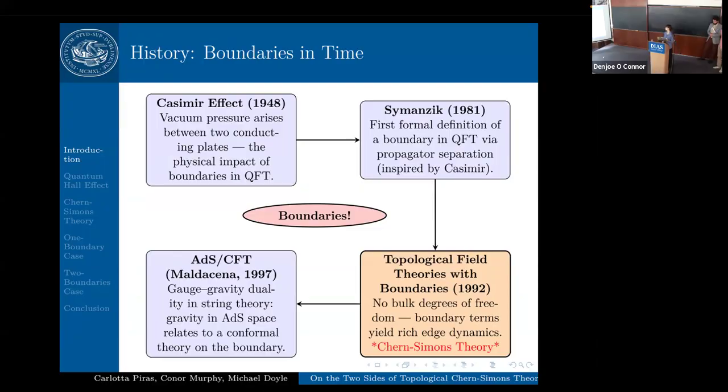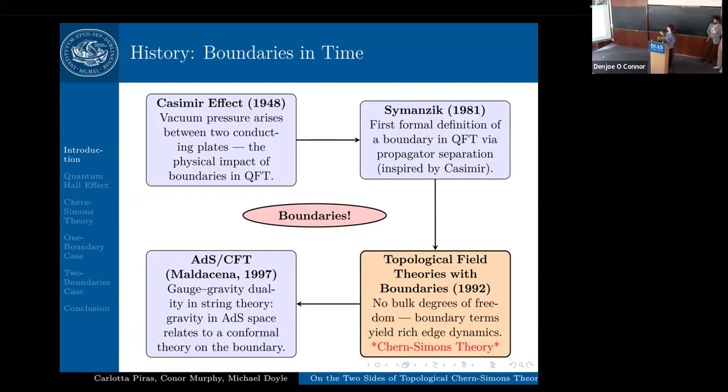So we start in 1948 with the Casimir effect. So basically, Casimir showed that placing 2 conducting plates in a vacuum gives rise to a measurable pressure, and this is a direct consequence of boundary conditions in quantum field theory. And then, building on this, many years later, Symanzik proposed the first formal definition of boundary in quantum field theory. So he introduced the concept of boundary as a separating surface. And for instance, he described how Green's functions and so propagators behave near the boundary.